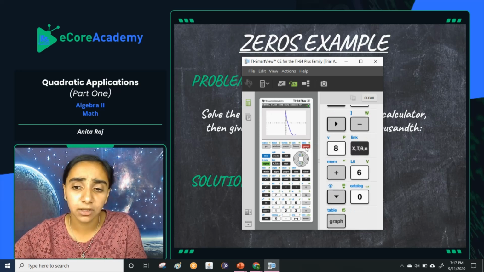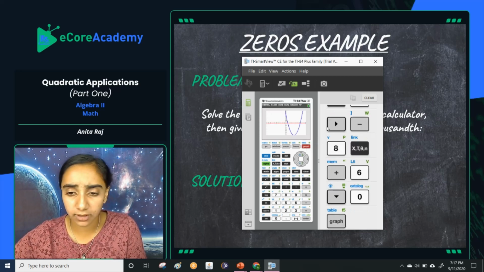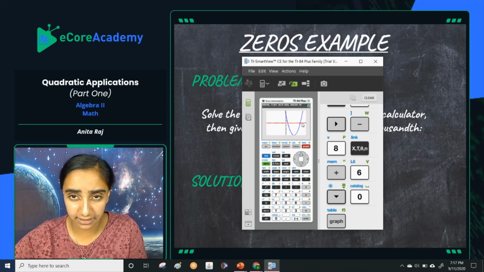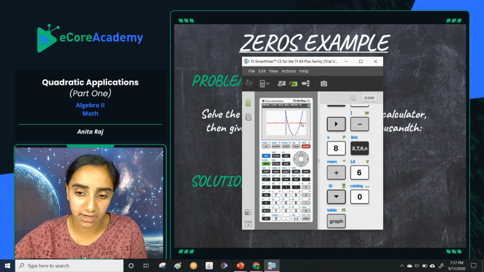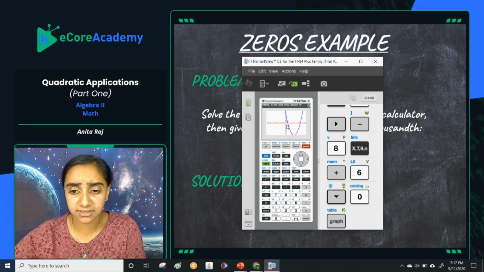Make sure we can see them. Make sure we don't have to adjust our viewing window or anything. We can see our parabola, and we can also see that y equals 0 line, and it falls right on top of the x-axis. Again, it's a representative of the x-axis. As you can see, this parabola intersects the x-axis at 2 points.